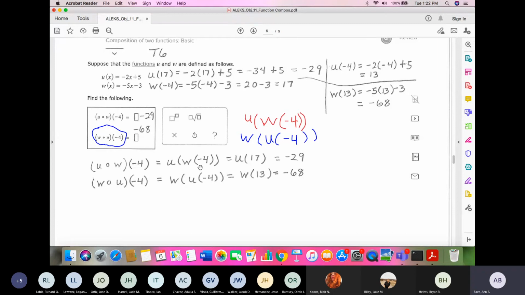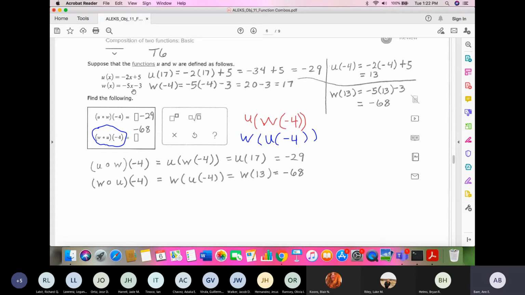So here's our workable forms. Let's start. We go inside first. W of -4. So that tells me I want to be in the W row, and I want to find out the Y value of the W function when X is -4. So I want to find W of -4.